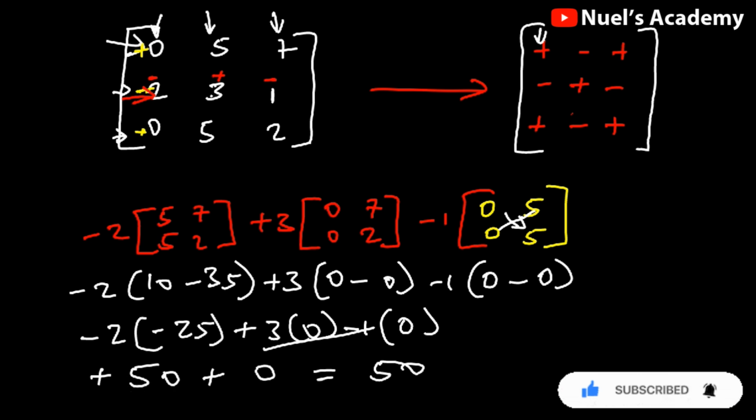So as you can see, you can use any of these rows and columns to calculate the determinant of a matrix, provided you follow the sign convention that is written here.